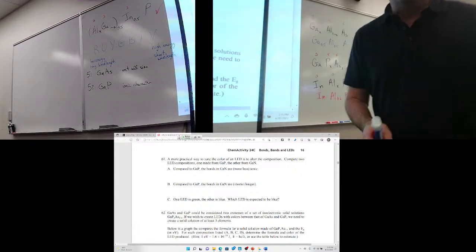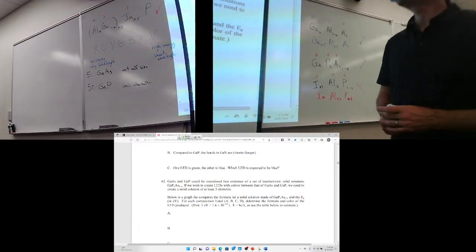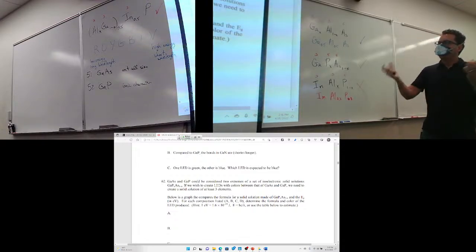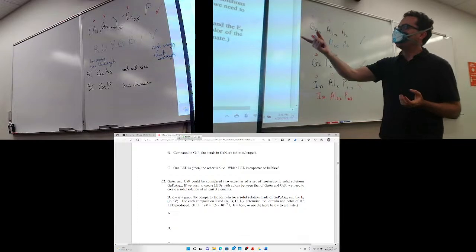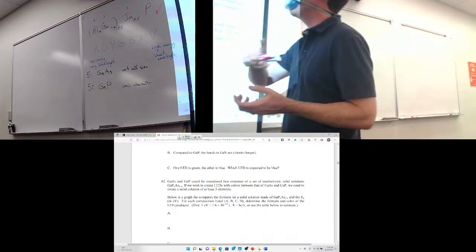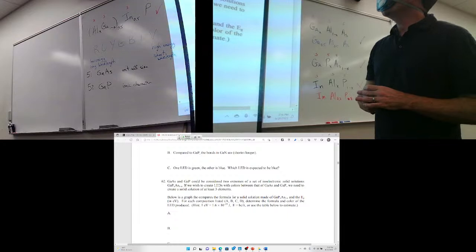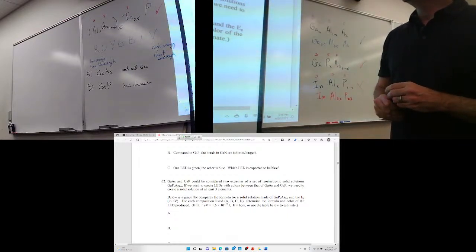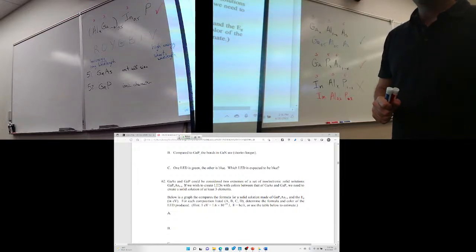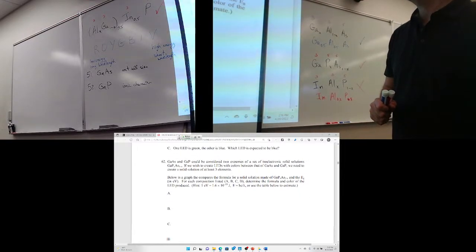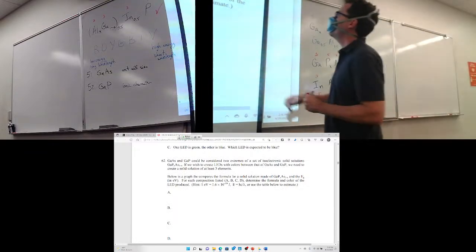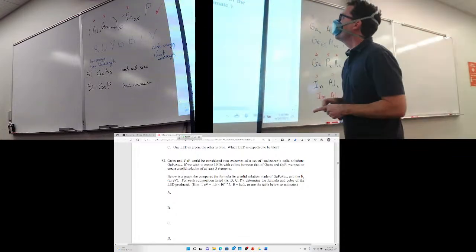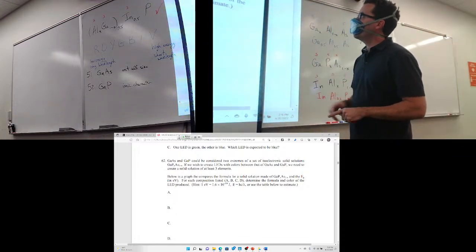Okay, so now let's talk about tuning. So gallium arsenide, gallium phosphide, each make their own kind of LED. One is green, the other is red. Gallium arsenide is red, gallium phosphide is green. Let's say I wanted to make LEDs with colors between them. Below is a graph that compares the formula for a solid solution made of gallium, phosphorus and arsenic, and the band gaps for these various compositions.